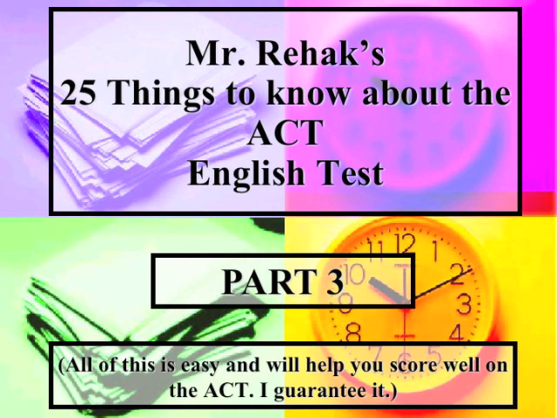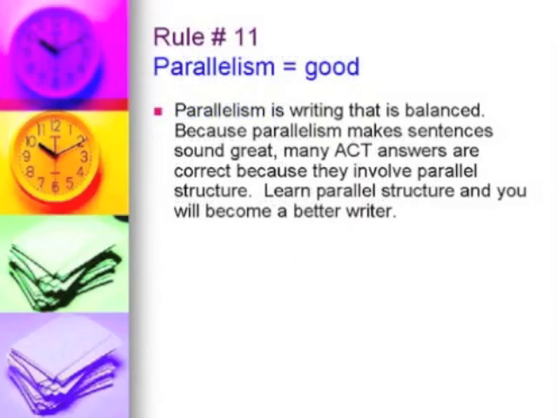Everything I'm going to tell you is easy and will help you score well on the ACT. I guarantee it. Rule number 11. Parallelism equals good. Parallelism is writing that is balanced. Because parallelism makes sentences sound great, many ACT answers are correct because they involve parallel structure. Learn parallel structure and you'll become a better writer.